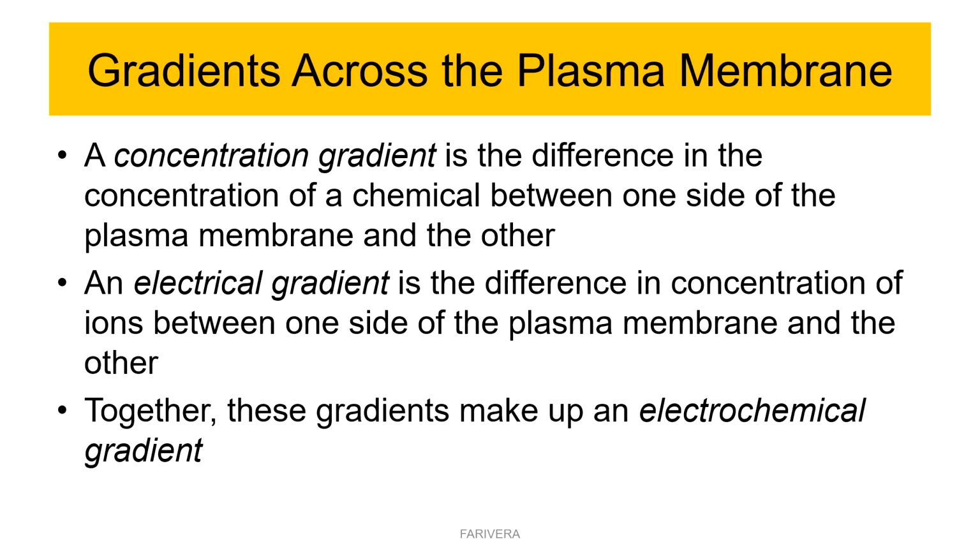As we continue, and before discussing membrane transport, we need to understand the term gradient. A concentration gradient refers to a difference in the concentration of a substance between one side of the membrane and the other. An electrical gradient involves differences in the concentration of charged particles across the membrane. Together, these contribute to an electrochemical gradient.